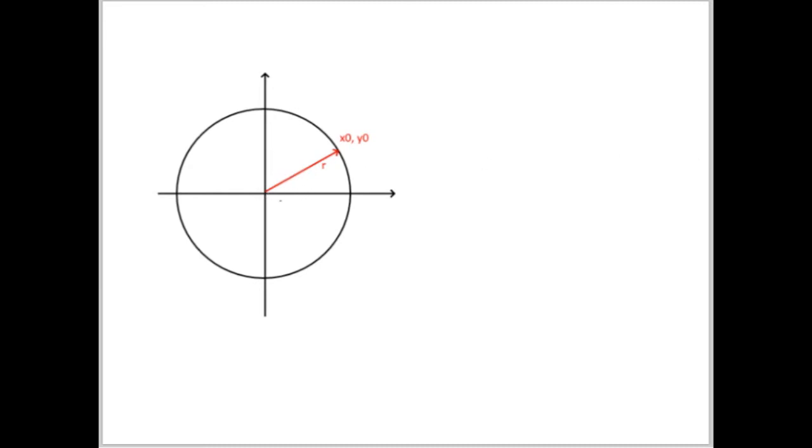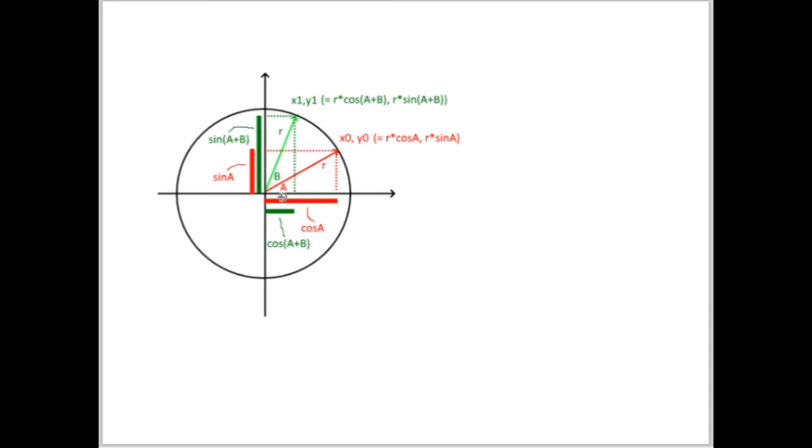And then I can use some trigonometry. If I have this right triangle here with the hypotenuse of r and the angle of alpha, then the length of the adjacent is r times cosine alpha, and the length of the opposite is r times sine alpha. And that makes the coordinates of the vector's endpoint equal to r times cosine alpha and r times sine alpha. And I can use the same method for the point after the rotation.